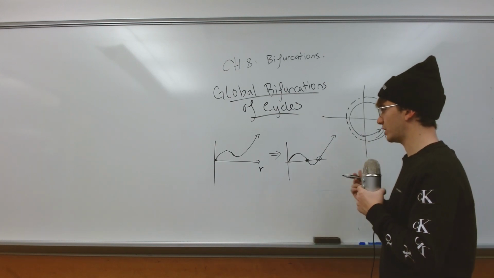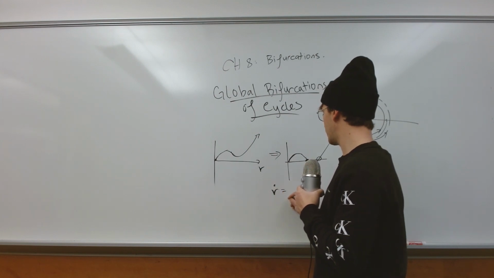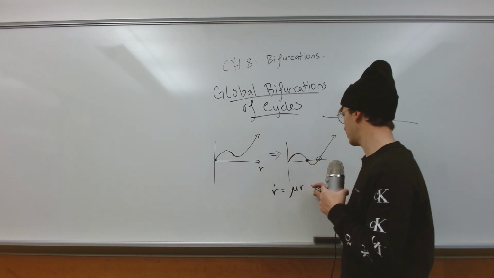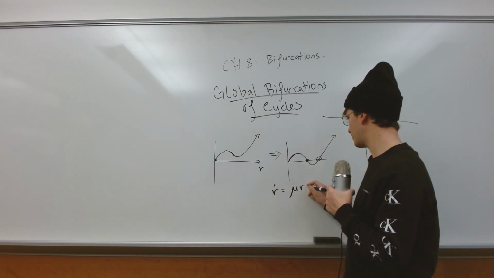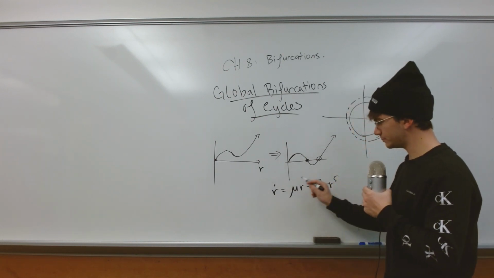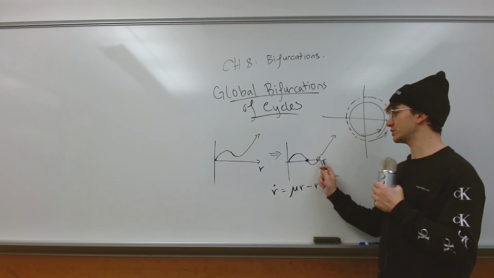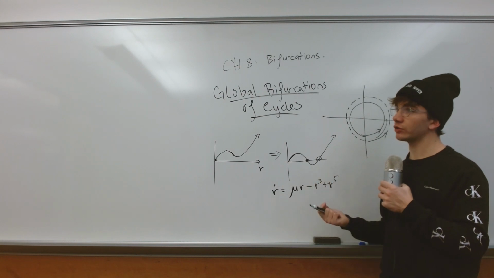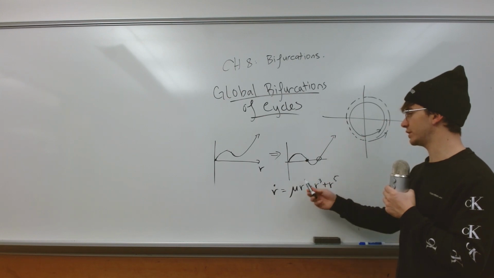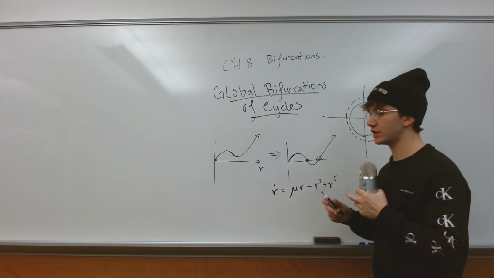For example, if you want an example of this, you could look at r dot equals mu r minus r cubed plus r to the fifth or something like this. And then there would be a critical value of mu where you'd get a saddle node bifurcation that wasn't at the origin. And this is precisely when you're going to have a bifurcation of cycles. Specifically, it's called a saddle node bifurcation of cycles, I'm pretty sure.